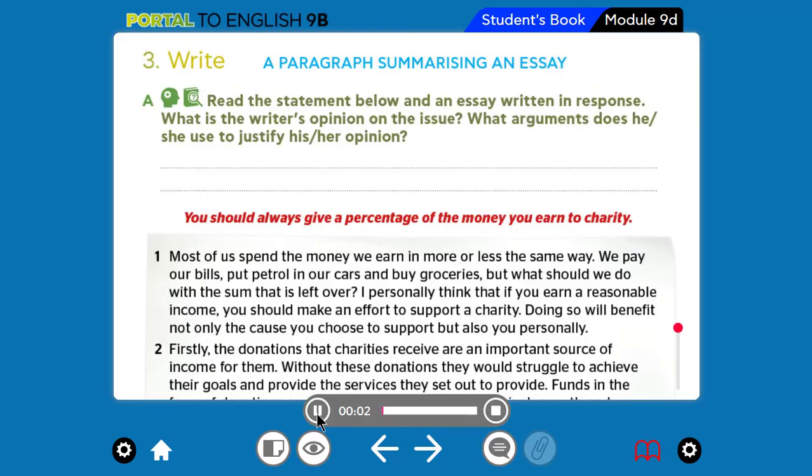You should always give a percentage of the money you earn to charity. Most of us spend the money we earn in more or less the same way. We pay our bills, put petrol in our cars, and buy groceries. But what should we do with the sum that is left over? I personally think that if you earn a reasonable income, you should make an effort to support a charity. Doing so will benefit not only the cause you choose to support, but also you personally.